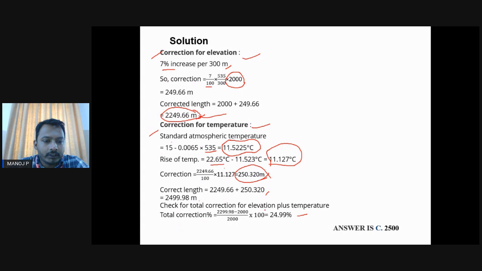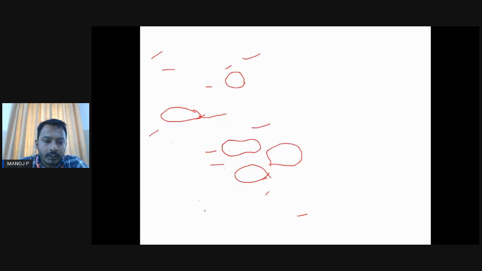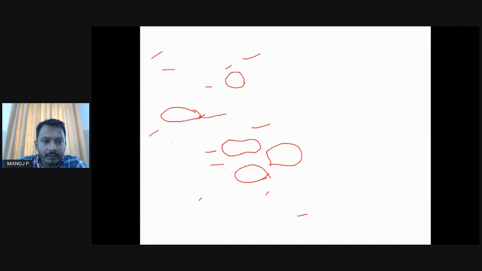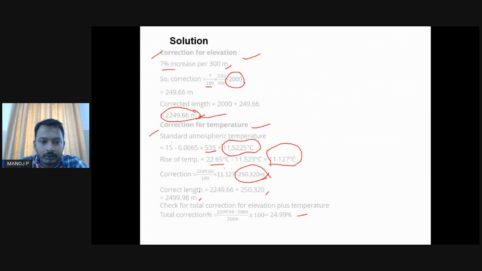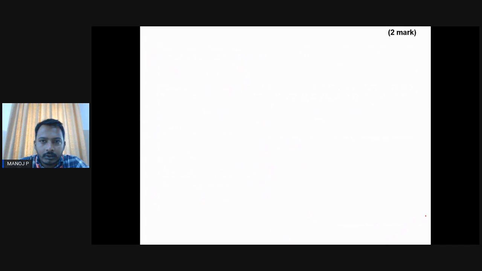So check for correction. Yes, when you check, you get less than 35. The options are 2753 meters, 2500 meters, and 2496 meters. You get the answer as 2499 meters. The nearest answer is 2500 meter. So the correct answer is option C, 2500 meters.